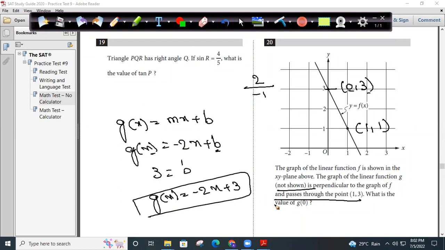Is this correct? Definitely wrong, because they're not asking to find f of p. This is what some of you have done. That is the reason you got the wrong answer. These are the mistakes that you need to learn.